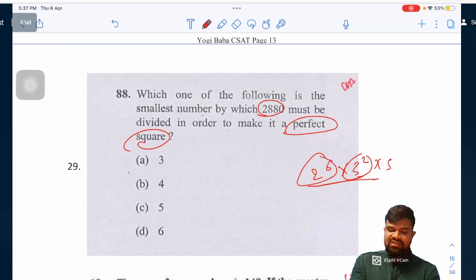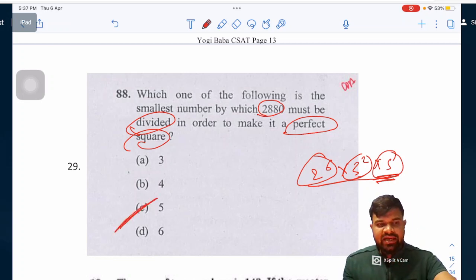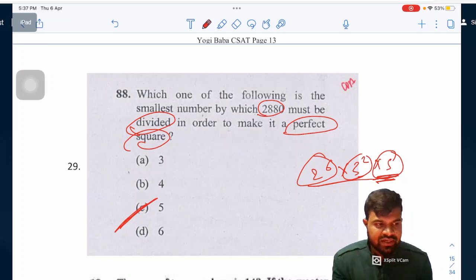This power is even, this power is even, only this power is odd. So either you should multiply it by 5 or you should divide it by 5. In this case, it is asking for division. So if you multiply it by 5 or divide it by 5, this will become a perfect square. So the answer will be 5. Same question, similar lines, no change. This is how you read the repetitive pattern.